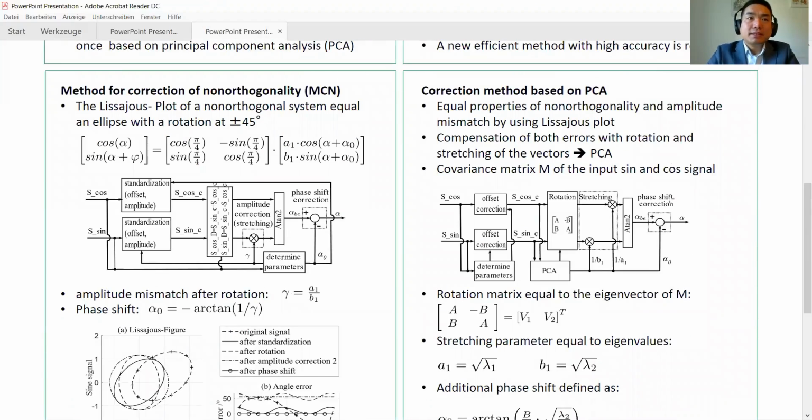In this paper, an accurate method based on simple linear algebra is introduced. It can compensate the non-orthogonal error without the determination of non-orthogonality itself.